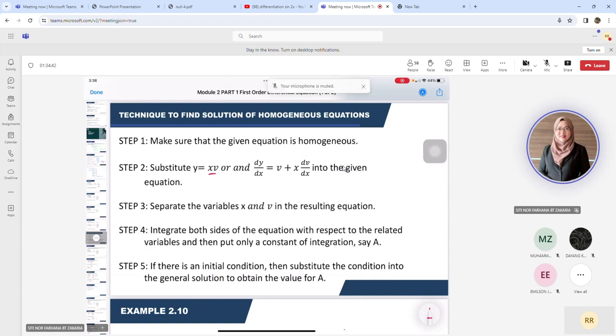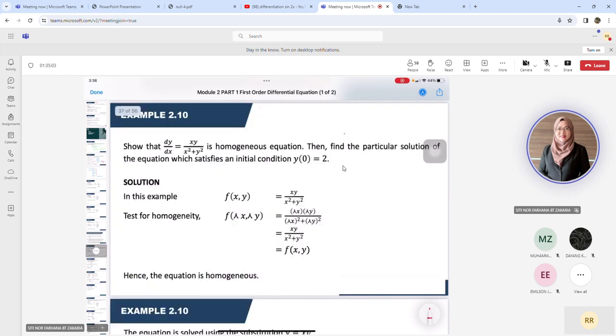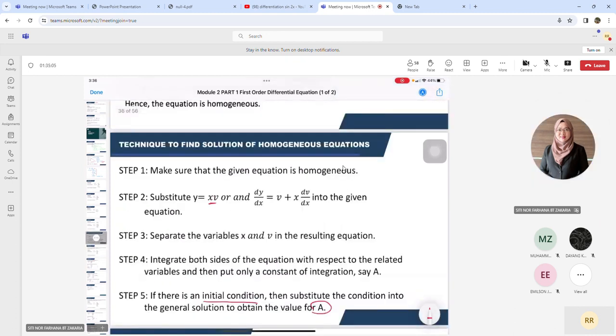And then you need to integrate both sides. And then put a constant of integration. Means that constant, we only consider constant in our right side. And then if have initial condition, you need to find the value for that constant. Okay.